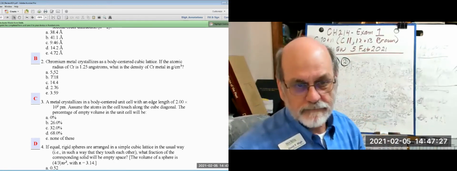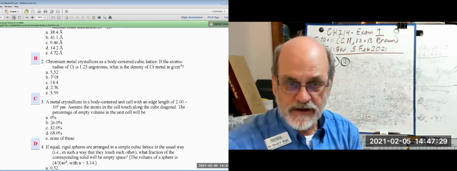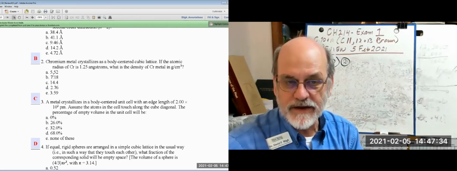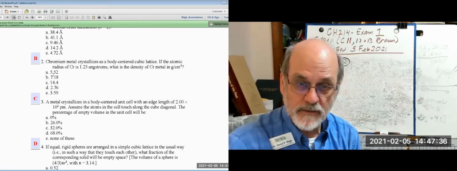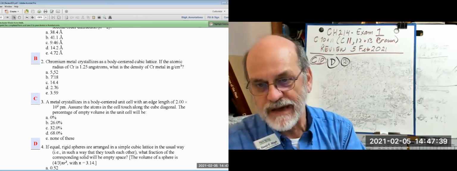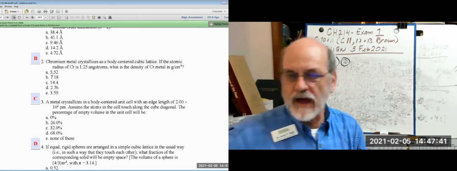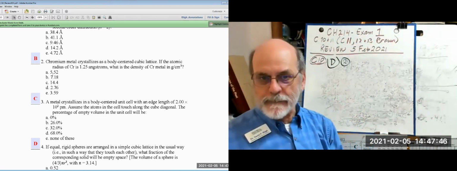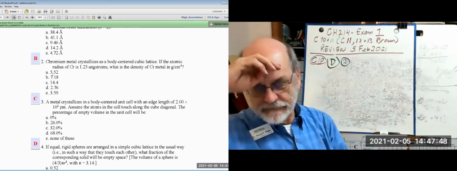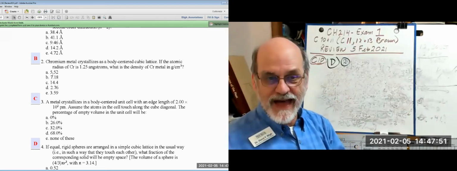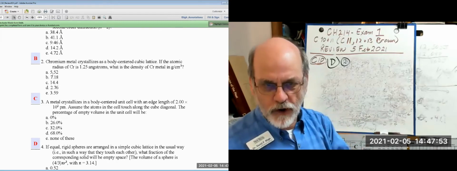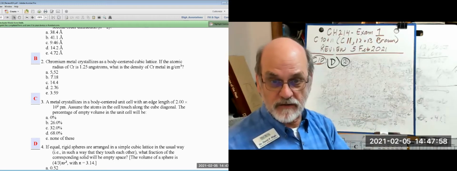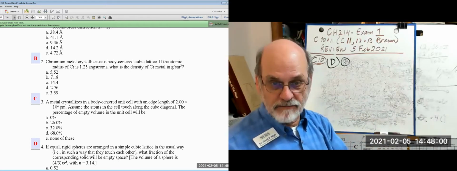Okay, for this one, chromium metal crystallizes as a body-centered cubic lattice. If the atomic radius of chromium is 1.25 angstroms, what is the density of chromium metal in grams per cubic centimeter? Okay, on the surface, it's a complex problem. We need to break it into pieces. And to do that, I say, what do we know first? All right, the chromium structure, the unit cell, is a body-centered cube.